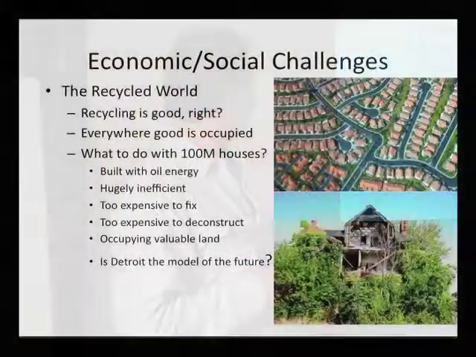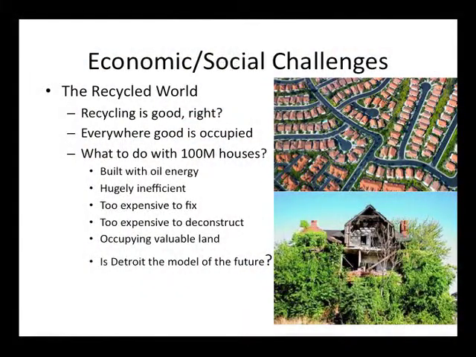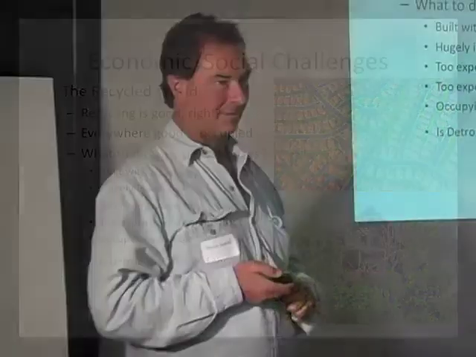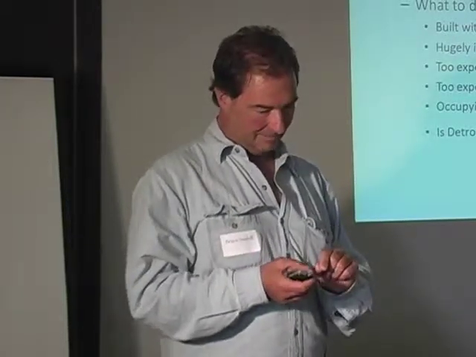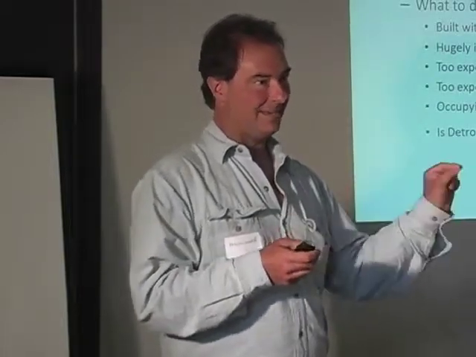So we're living in a world where everything we need to do is recycled. So we have to get very good at recycling. And what do you do with 100 million houses that were built with oil energy, hugely inefficient, perhaps too inexpensive to fix, too expensive to deconstruct, and occupying valuable land? Is Detroit the model of the future? I think this is one of the biggest challenges facing us: how do we really take recycling to heart and learn how to do this? This is what I mentioned at the beginning of the talk, not just A and B, but the path between A and B.